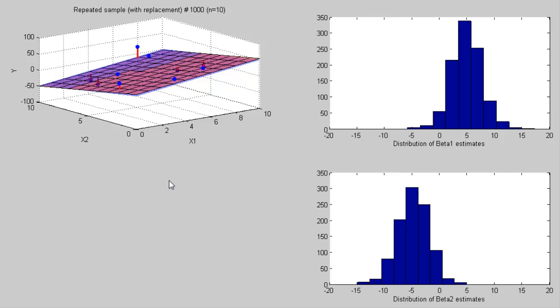Now, what would this have looked like if we had drawn samples of 1,000 data points instead of samples of 10 data points? Well, we already know that we would have had much less wobble in the regression models, and so the distribution of the beta estimates would have been in a narrower range around the values being estimated.